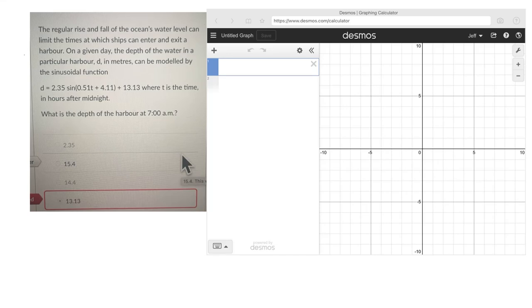All right, here are two questions that rely on your use of decimals or a graphing calculator to determine the answers. The regular rise and fall of water level, given as depth in meters by day, is modeled by this function. Okay, so let's graph that function.